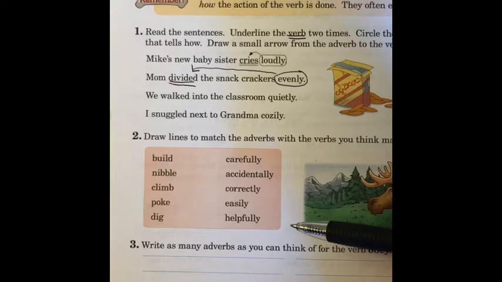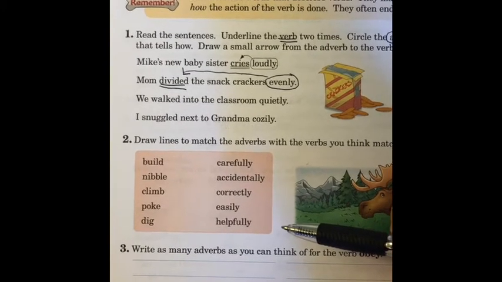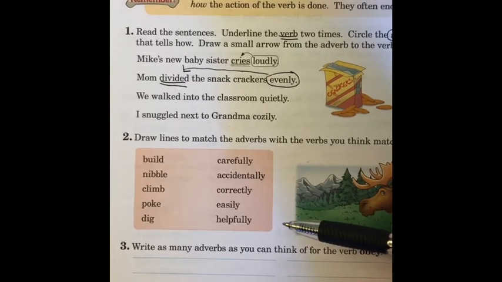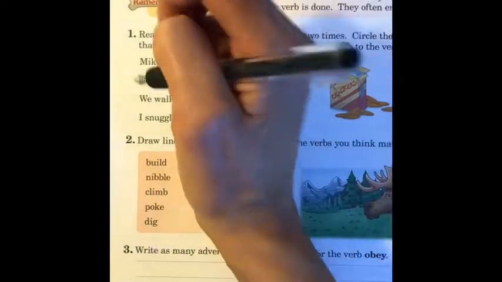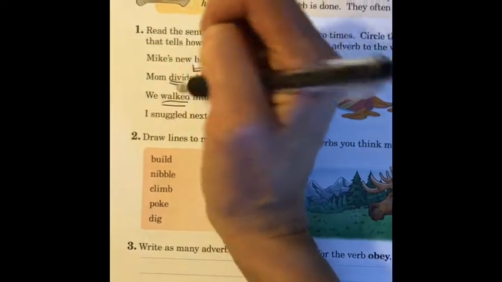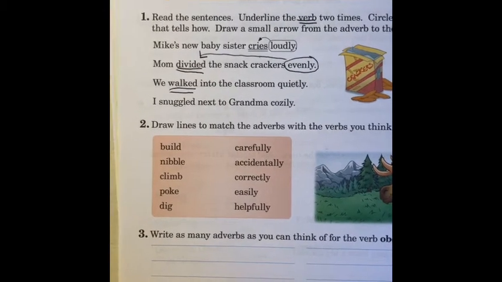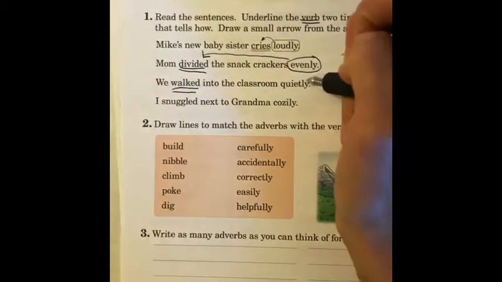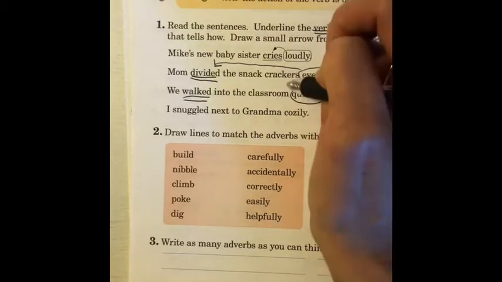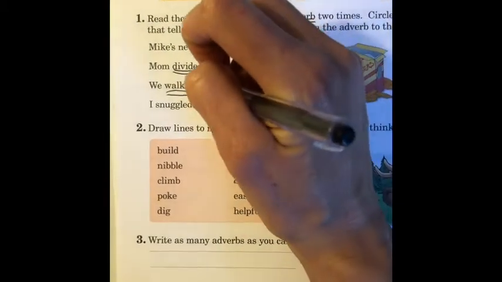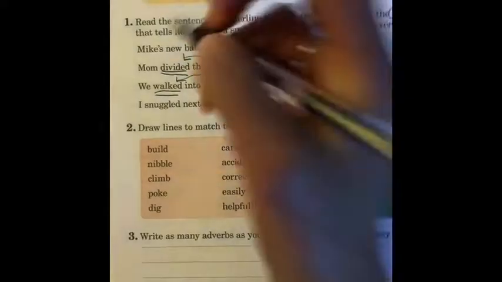The third one says, we walked into the classroom quietly. Which word in there is the action word? Which one is the verb? Walked, right? Because that is an action. I can walk. And how did they walk into the classroom? They walked in quietly. So quietly describes how they walked.